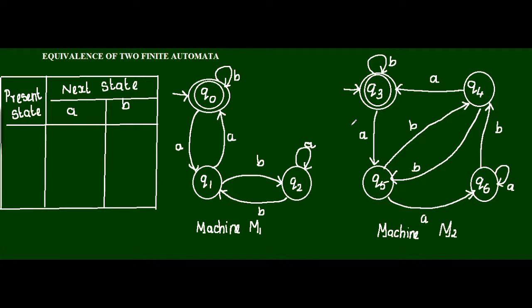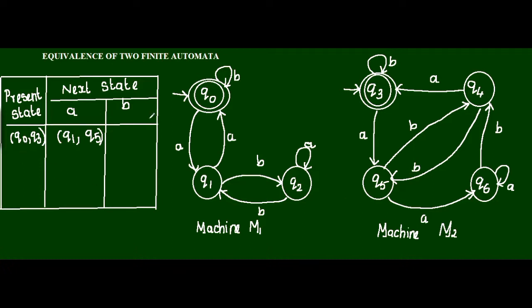Now I am going to make a pair of Q0 and Q3 because it is the initial state. Now I am going to check whether this Q0, Q3 is a final state or non-final state. Q0 is a final state, Q3 is a final state, so I am going to proceed further. Q0, if input is A, next state is Q1. Q3, if input is A, next state is Q5. Q1, Q5, both are non-final states, so I am going to proceed further.